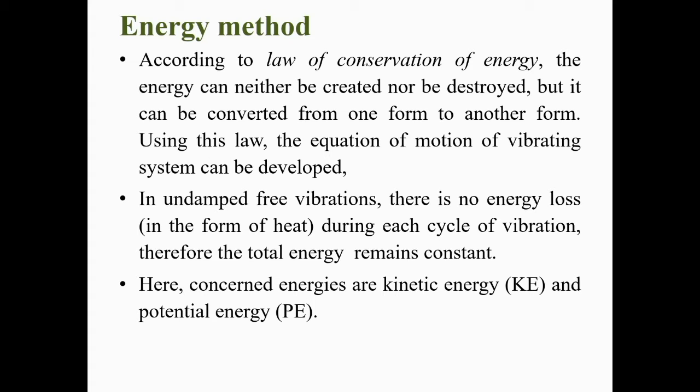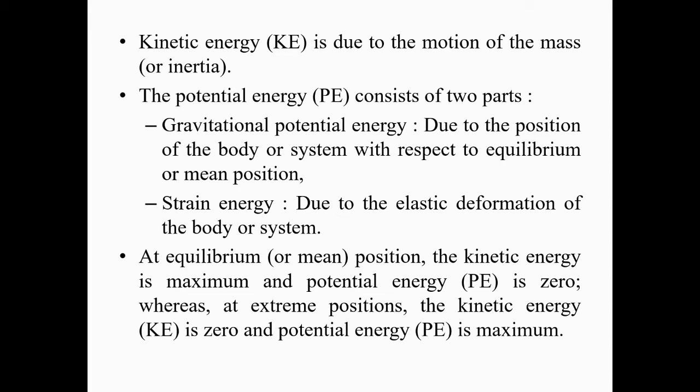Undamped vibration means there is no damping provided externally to reduce the amplitude of vibration or to resist the vibratory motion. So it means there is no energy loss during the cycle of vibration. Generally this kind of energy losses is due to friction and it is in the form of heat. Kinetic energy is due to the motion of mass or inertia that we already know, and it is depending on the velocity of that mass.